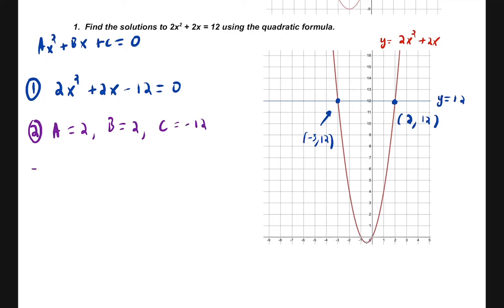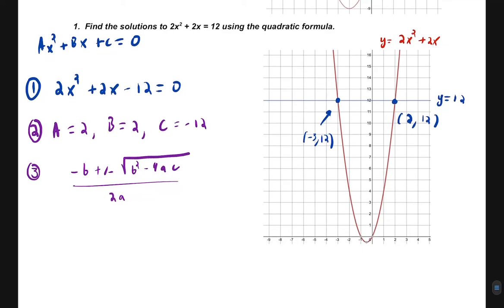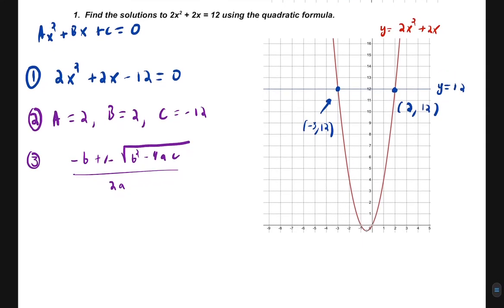Step 3 is to fill into the quadratic formula. I'll write it here one more time. Negative b plus or minus the square root of b squared minus 4ac all over 2a. When you're old like me, you'll either be a math teacher and have that memorized, or you won't have it memorized anymore. But you can always look it up.